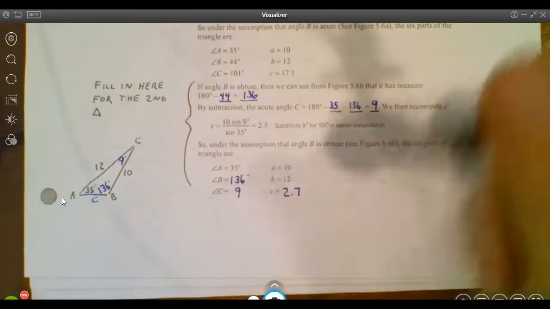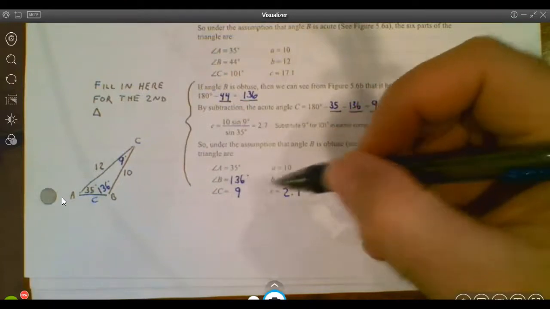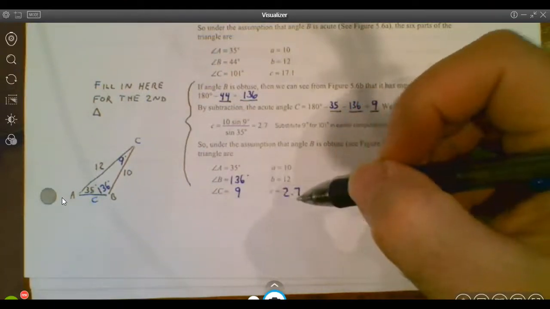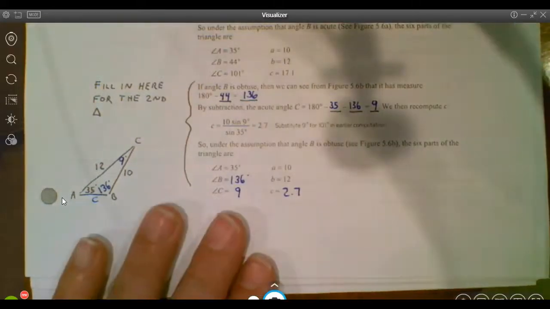And again, guys, one thing you'll notice on this is the largest angle is across from the largest side. Smallest angle is across from the smallest side. Just something I'm always checking for as kind of a way of making sure I was on the right track with my answers.